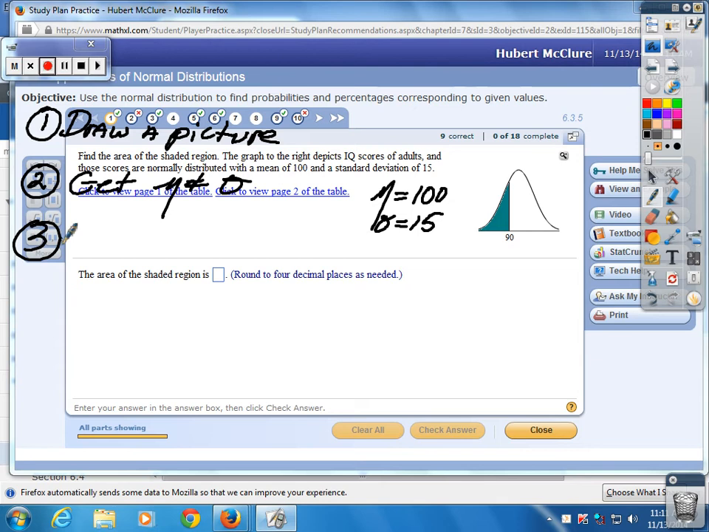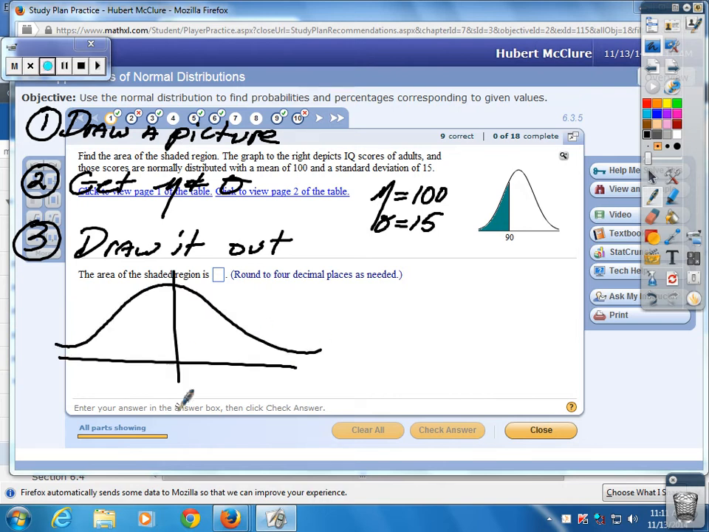Third, draw it out. So draw a picture. And the mean is 100. So that means this is 115 and 130. This is 85 and what? 70. Okay, and they want to know what is the area to the left of 90. So you take your red marker, and 90 would be right in here. They want to know that area.